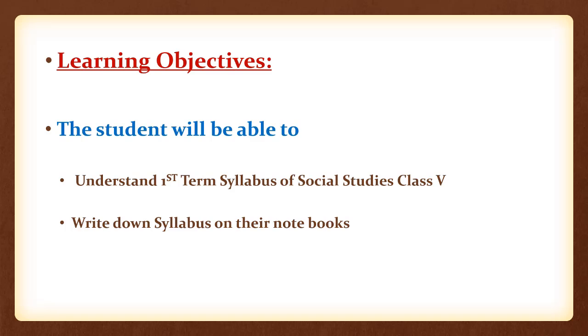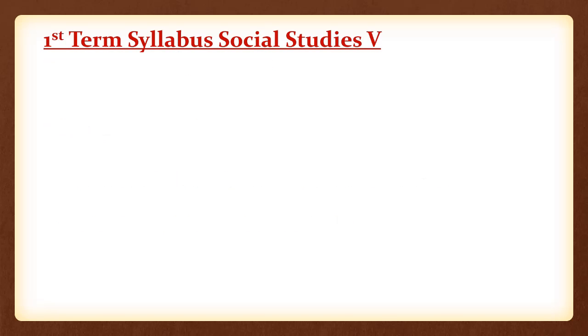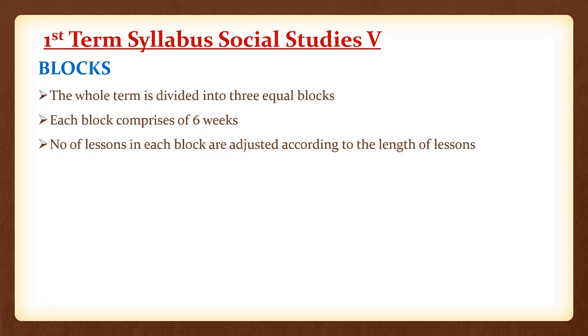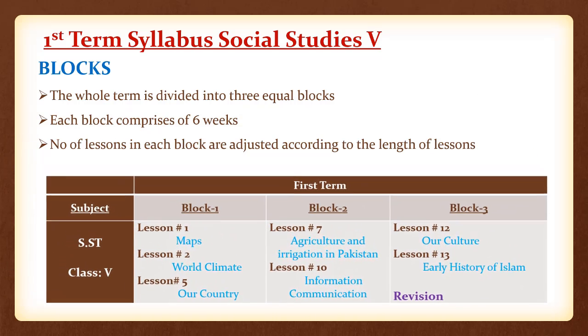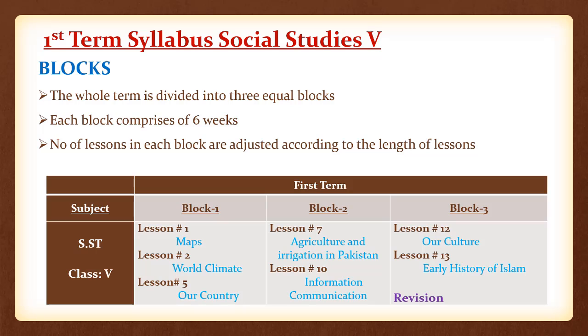My dear students, the whole year is divided into 2 terms. The whole term is divided into 3 equal blocks. Each block comprises 6 weeks. The number of lessons in each block is adjusted according to the length of lessons. You can see in this table that block 1 comprises 3 lessons: lesson number 1, lesson number 2 and lesson number 5. The second block comprises lesson number 7 and lesson number 10. And the last block, number 3, comprises lessons number 12 and 13. The rest of the time will be used for the revision of the whole syllabus.